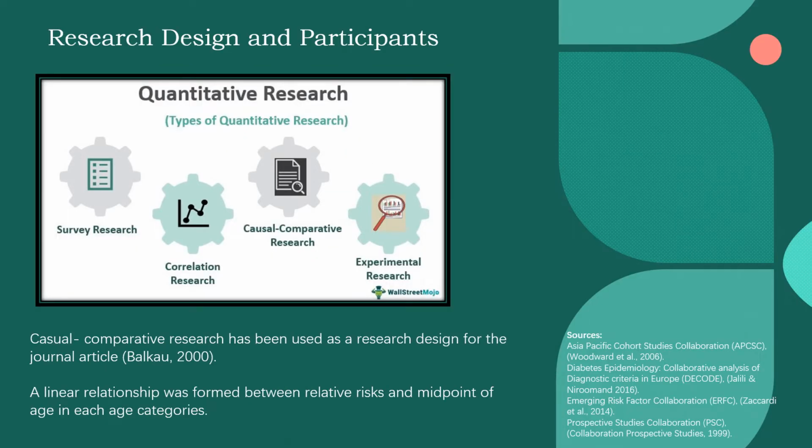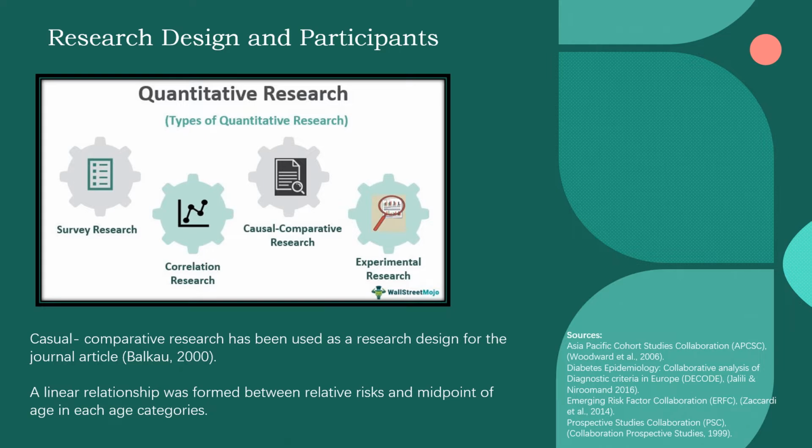Talking about the research design and participants now. All four cohort pooling studies have a large number of participants and events that allow the estimation of relative risk by age and disease outcome. Further, all these pooling studies use individual-level data, which allows more consistent adjustment for confounders.